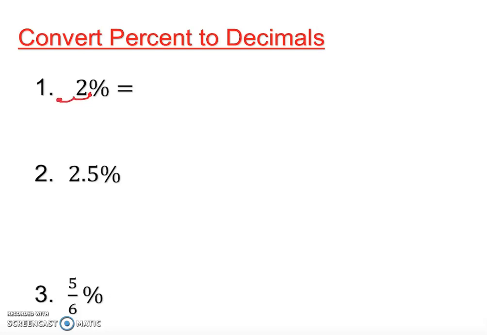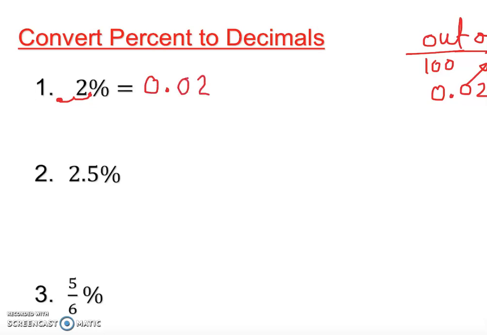Some of you may ask, why are we moving 2 to the left? Because it's out of 100. So remember, it's out of 100. And of course, if you look at 0.02, this is the 10th place and this is the 100th place. So we say 2 hundredths. We put down 0.02 and we read it like this: 2 hundredths. So 2 hundredths is the same as 2%. Okay, so that's how you convert to decimal.